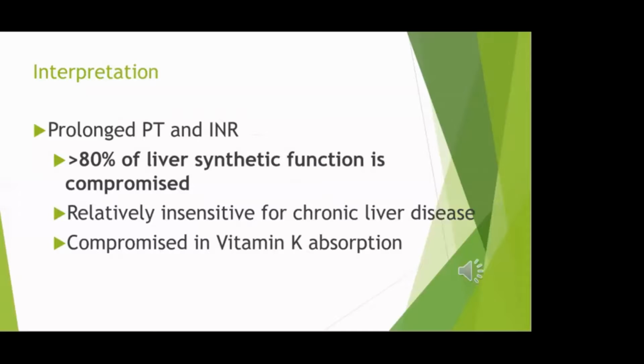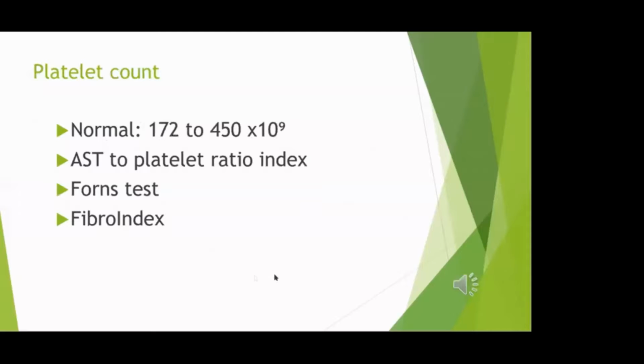So a prolonged PT and INR tells us that more than 80% of the liver synthetic function is compromised. So relatively, PT and INR is insensitive for chronic liver disease, only when more than 80% of the function is already compromised. And so, the PT and INR are also prolonged in vitamin K malabsorption. So these are the normal values.